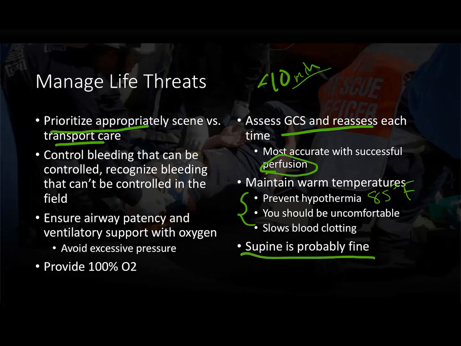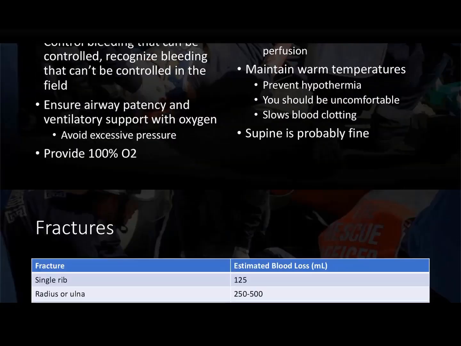Also, the shock position is no more. Now, supine is fine for shock patients. It was of the past that we used something like the shock position or Trendelenburg, in which the patient's feet were elevated. This was thought to promote drainage back into the core for circulation of blood. Unfortunately, it's been found that in some cases, patients had increased intracranial pressure and increased intrathoracic pressure, causing detriment to the patient's survival.